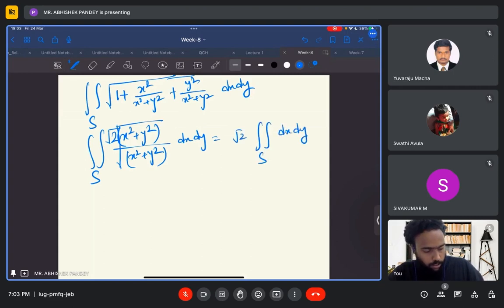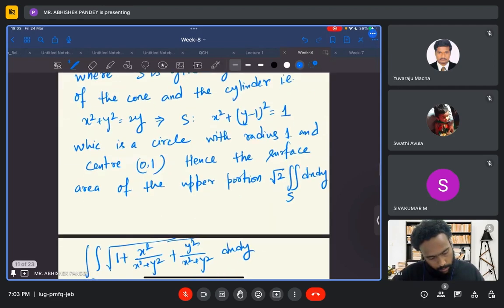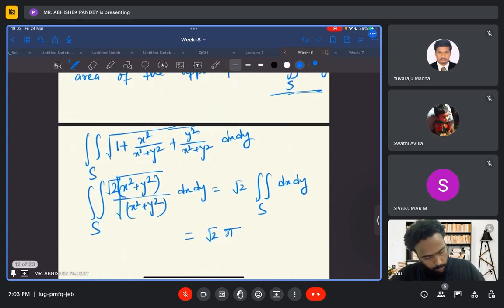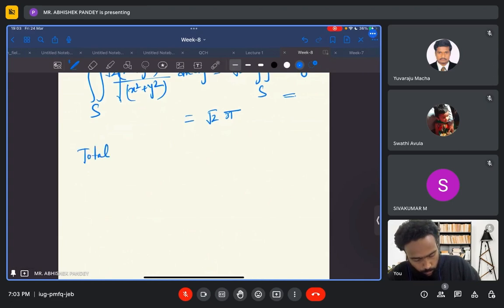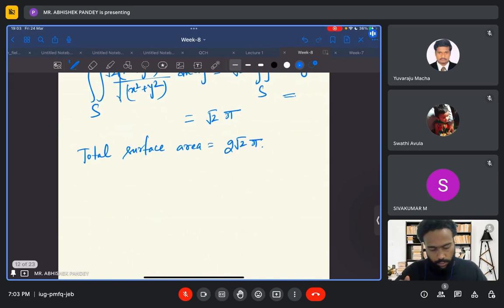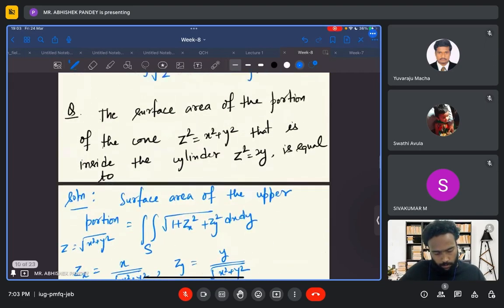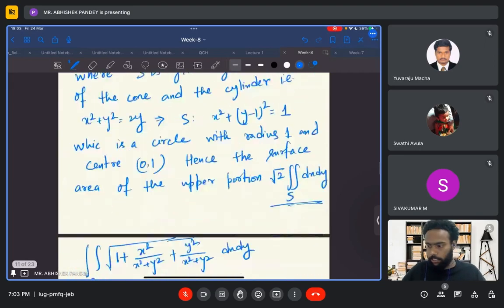So this is nothing but the area of this circle, which is pi r square. Okay, so this is pi, and what is your radius? The upper portion is this one only. Okay, and this is root 2 pi. So the total surface area is equal to 2 root 2 pi. I hope this is clear. Is it okay?